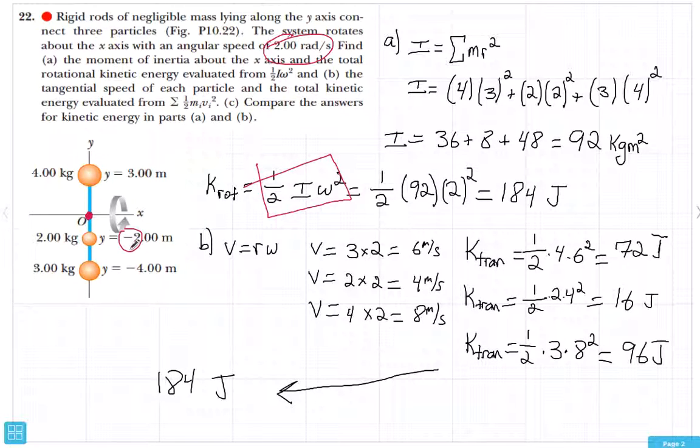So an object that's moving can have both a linear kinetic energy and a rotational kinetic energy.